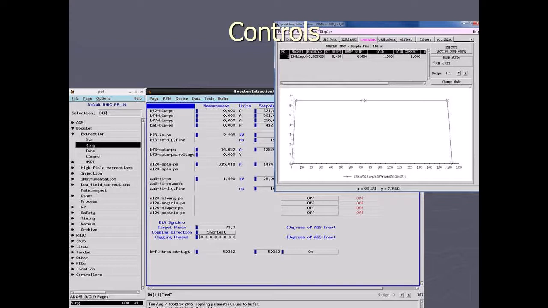Here we go. This is the booster extraction ring page, so what we were just talking about. Here are the booster extraction bumps, the controls for the septa, the controls for the booster extraction kicker and septum, the controls for the AGS injection septum, and the AGS injection bump. The controls are here. The state control is here.